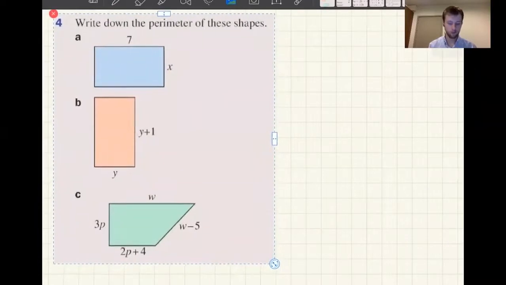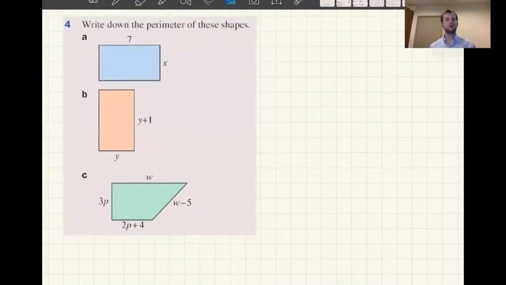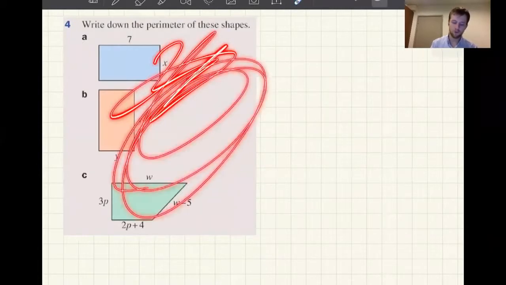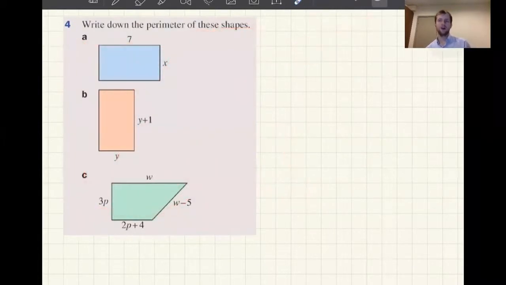Write down the perimeter of these shapes. I'm always kind of torn. There are always 2 options. Either you write here, or you make it smaller and you write everything on the side. I'm always struggling between those 2 options. In this case, I chose the middle. Anyways, the perimeter of these shapes.